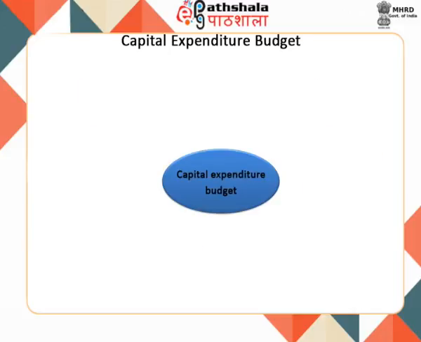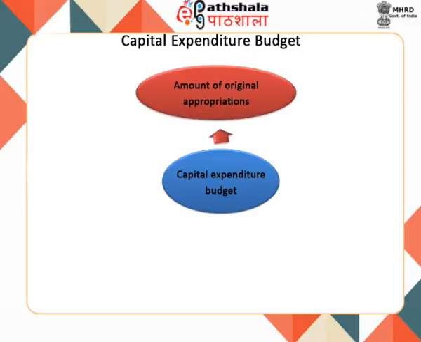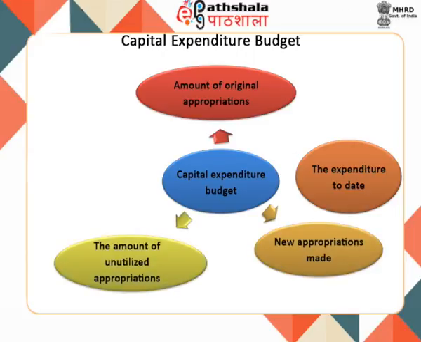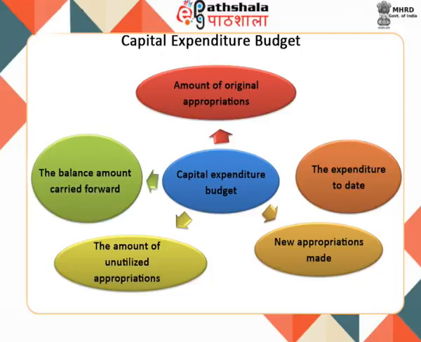The capital expenditure budget should show the amount of original appropriations, the expenditure to date, new appropriations made, the amount of unutilized appropriations, and the balance amount carried forward to next year.